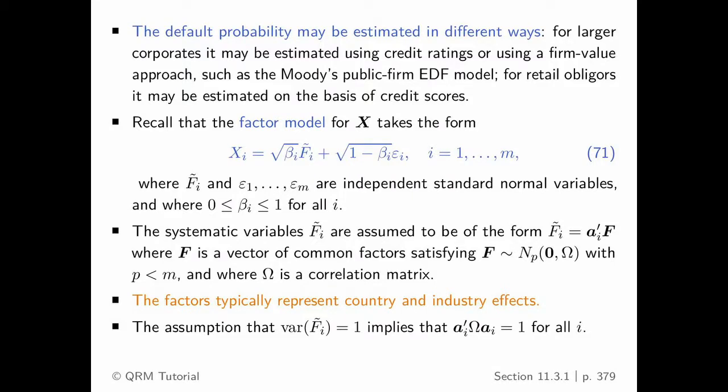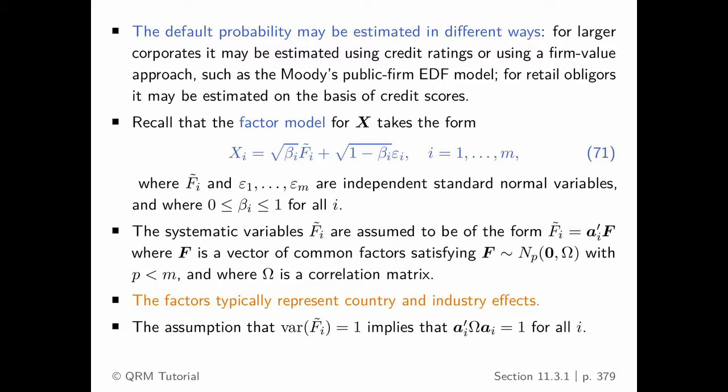Okay, so I've mentioned this bit here, and I just rewrite the factor model once again. This is the factor model we use. We have F_i tilde, a linear combination of industry and country factors. The factors typically represent country and industry effects. In all the portfolio models I know, that's precisely what they represent, country and industry effects.